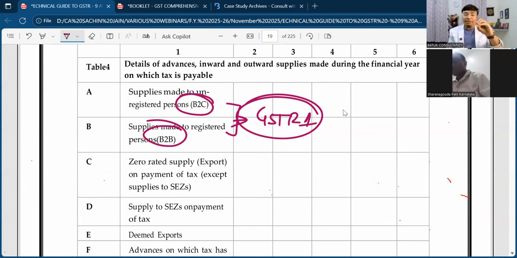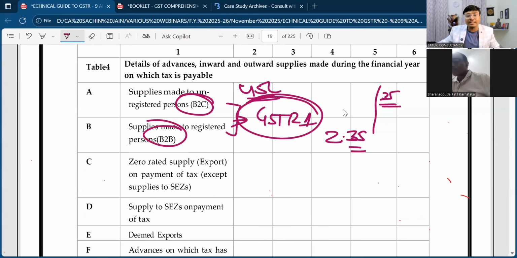Second scenario: suppose the figures in your B2B and B2CS are totally the same in books of accounts and in GSTR-1 in total. But in B2CS you have shown 45 lakh and in B2B 2 crore 35 lakh. Okay. But as per books of accounts, B2CS is 35 lakh and B2B is 2.45 crore.